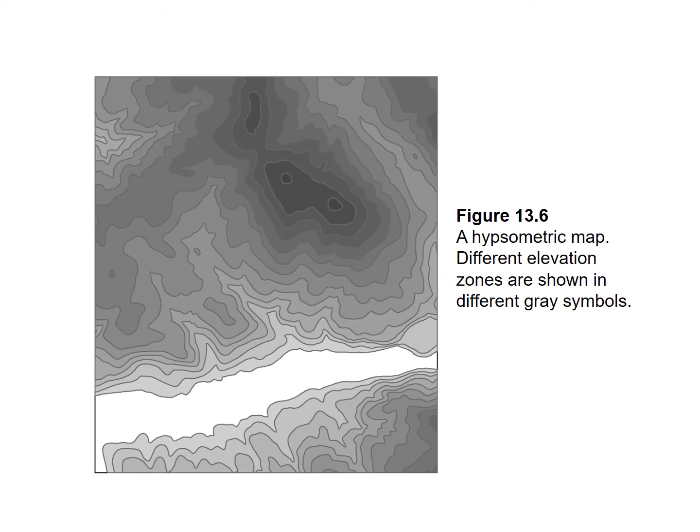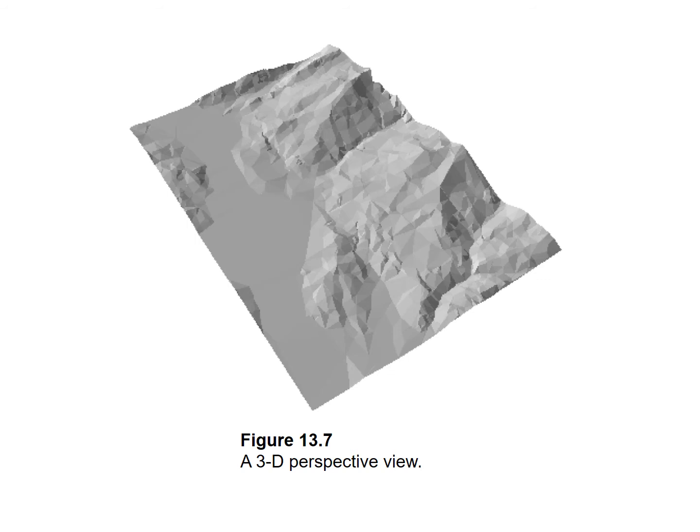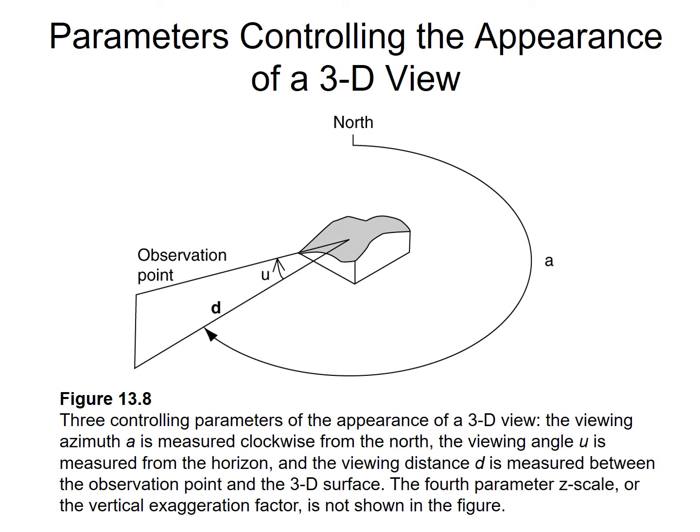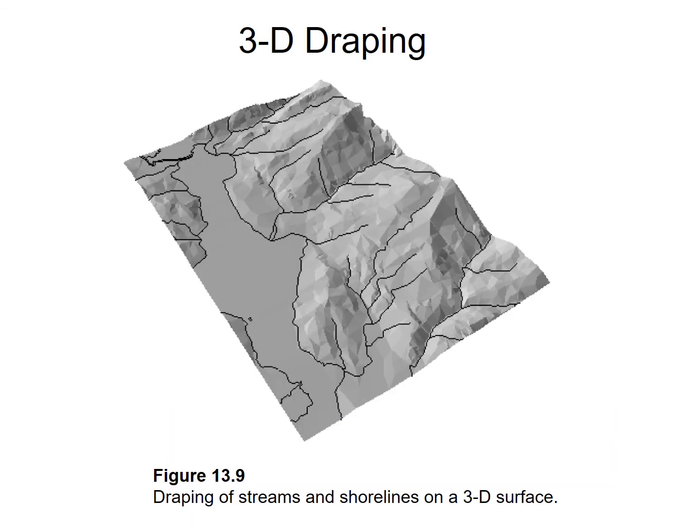A hypsometric map shows differences in elevations, very similar to contour lines, but its color is the big addition here. 3D perspective. How 3D viewing works: you identify these parameters, where you're looking from, how you're looking, the angles and such, and then it calculates out what it should look like.